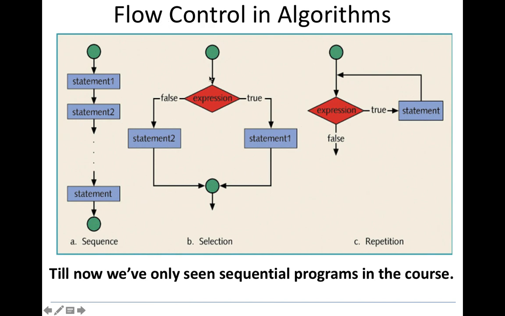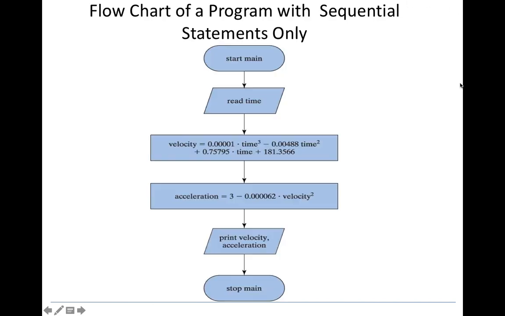So for now, for the coming lectures, we're going to work in this structure, and then we'll start with this structure and see. It's a flowchart of a program with sequential statements only. So only sequential. This is what we have seen so far. So start, end, start main, stop main, read time. You can declare here variables, read time and input time, calculate the velocity, calculate the acceleration, print the velocity, print the acceleration, stop main. Okay.